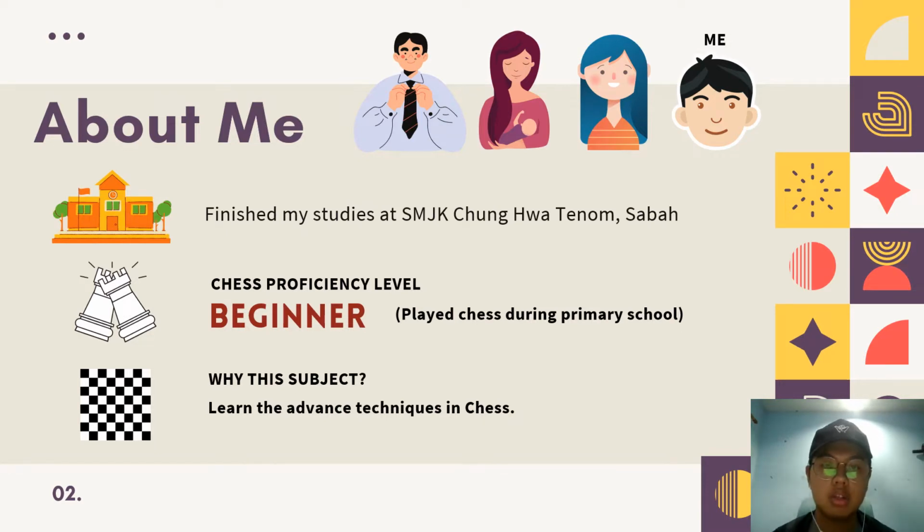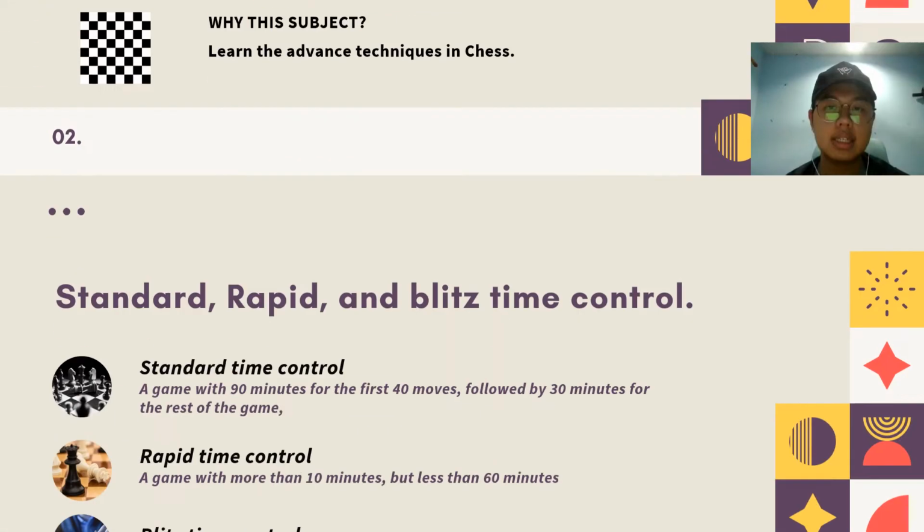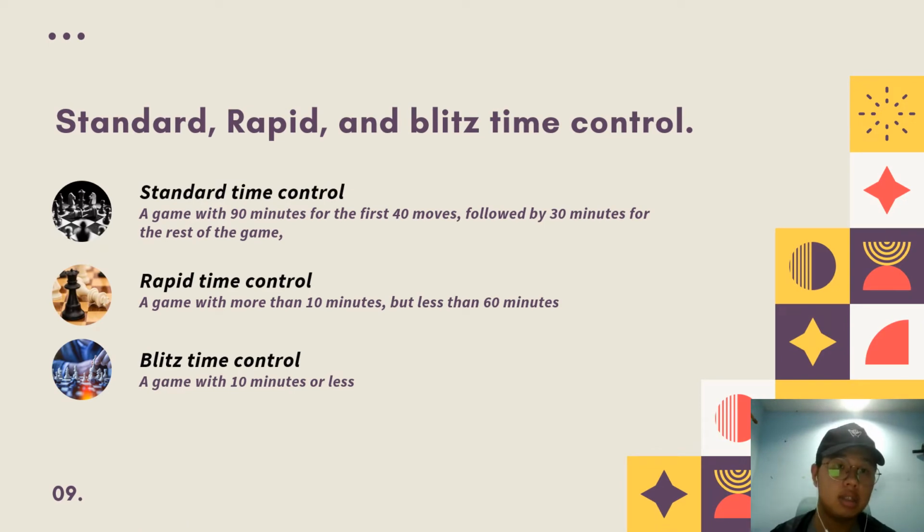So slide 3 is about the difference between standard, rapid, and blitz time control. A standard time control chess game has 90 minutes for the first 40 moves, followed by 30 minutes for the rest of the game. A serious tournament often has a time limit of 40 moves in 2 hours, followed by 20 moves in 1 hour, and then 30 minutes of sudden death. So a game can actually last up to 7 hours.